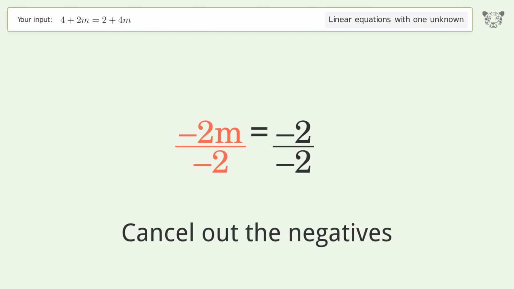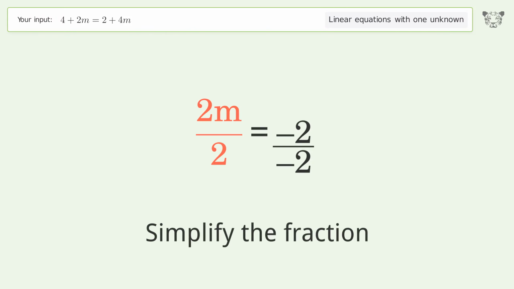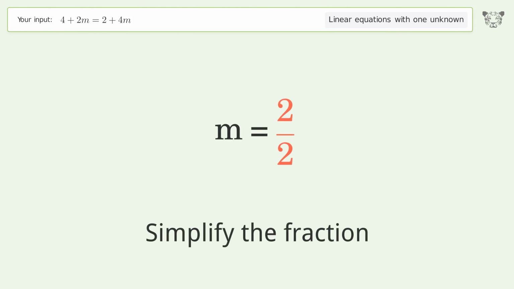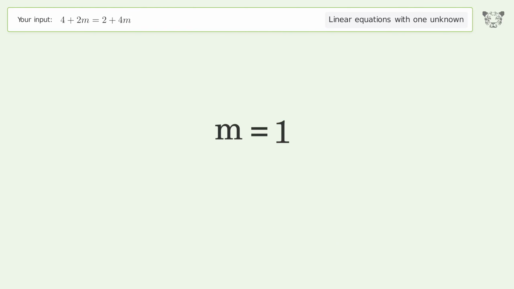Cancel out the negatives. Simplify the fraction. Cancel out the negatives. Simplify the fraction. And so the final result is m equals 1.